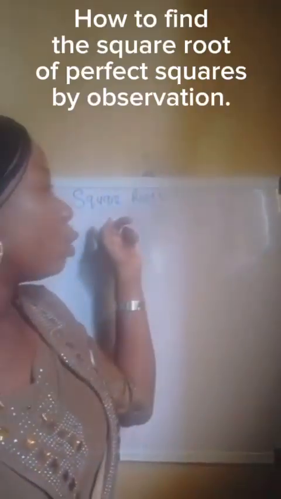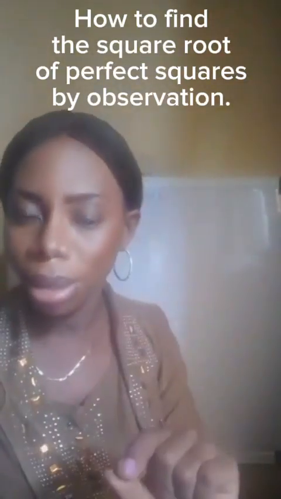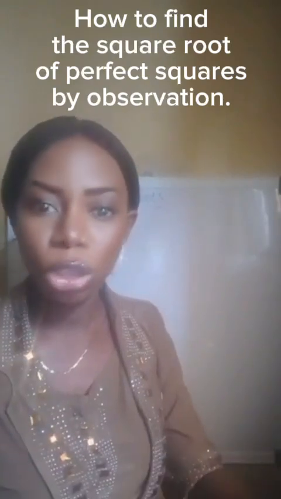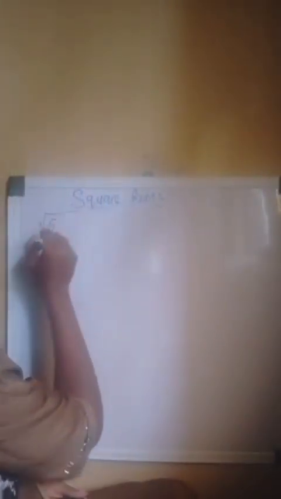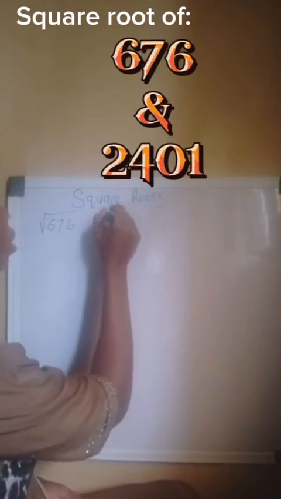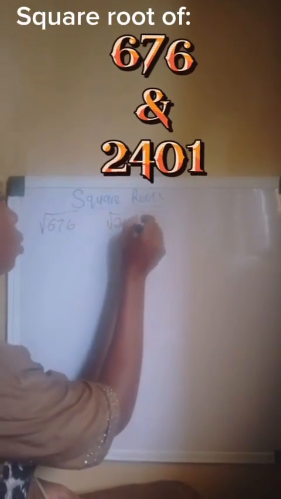Alright, today, quick one, I just want to teach you how to find the square root of perfect squares, okay? Just by observation. You do not need any form of calculation. Just by looking at it, you'll be able to know what the square root is. So let us look at these numbers. Find the square root of 676 and then find the square root of 2401.